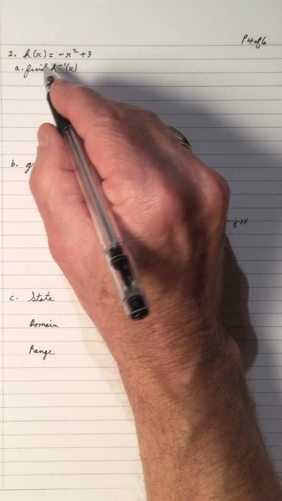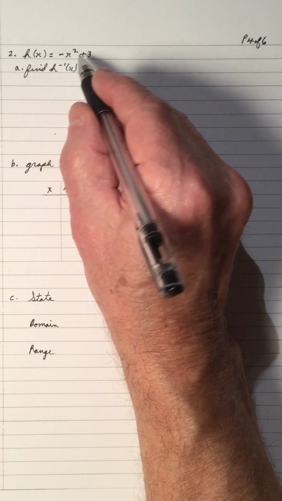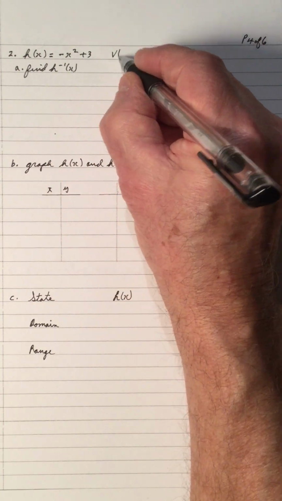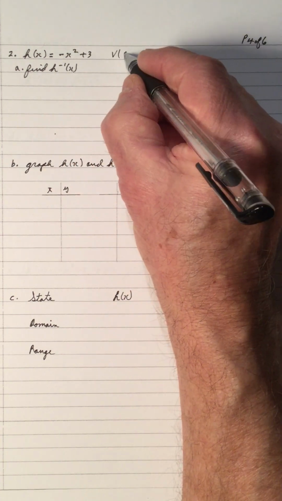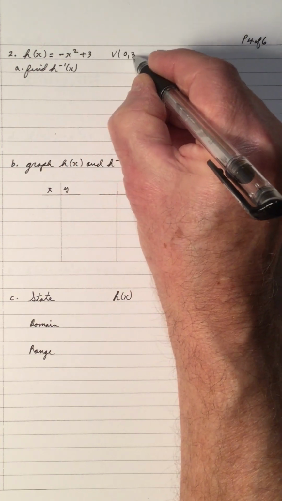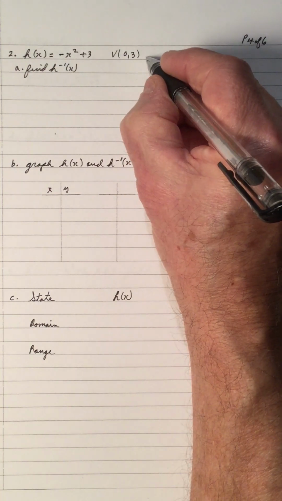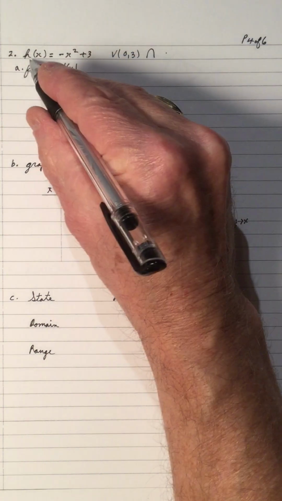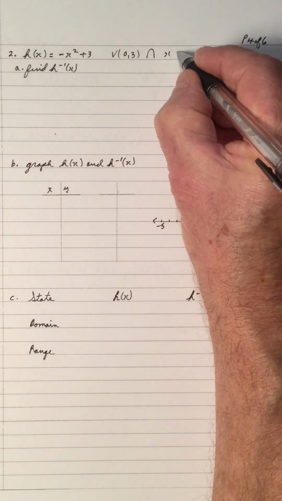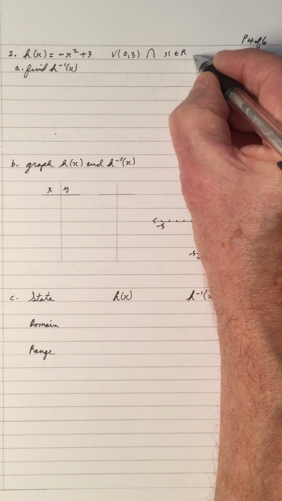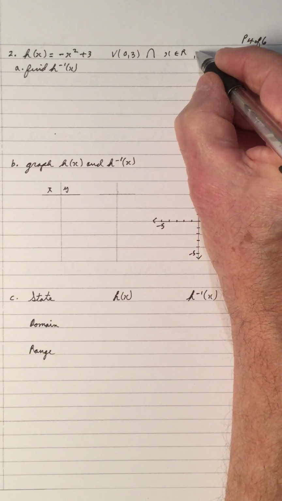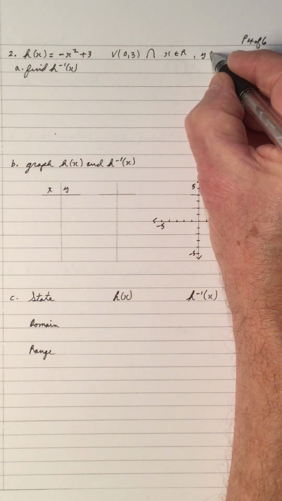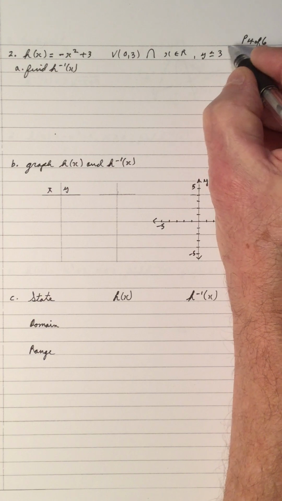What about if the h of x equals negative x squared plus 3? Again, it's a parabola. The vertex of this parabola when x is 0, y is 3. Because it's negative, the parabola is opening down. And again, this is a parabola, so your domain is real numbers. And your range is, this is going down from 3. So y is less than or equal to 3.